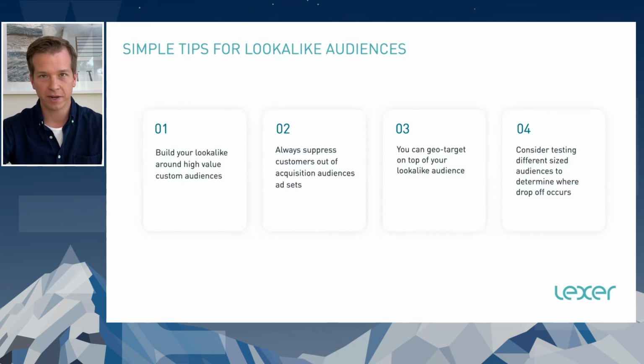And then the fourth tip here is, if you're getting started with lookalike audiences, don't be afraid to test a few different sized segments. So you can build a 1% lookalike, a 1 to 2% lookalike, a 2 to 5% lookalike, and target those 3 different sized audiences, and then measure where the drop-off in your acquisition performance lies. Because you might be surprised. Your total addressable audience might be bigger than you think.